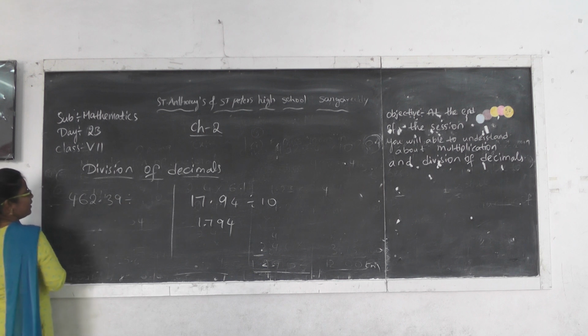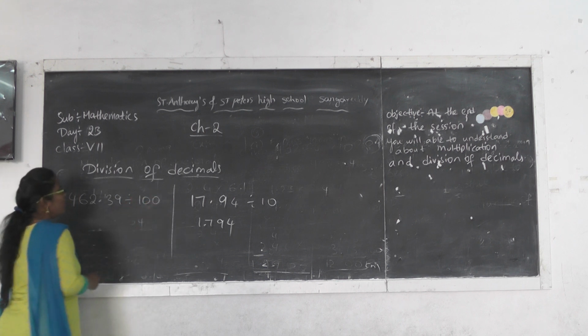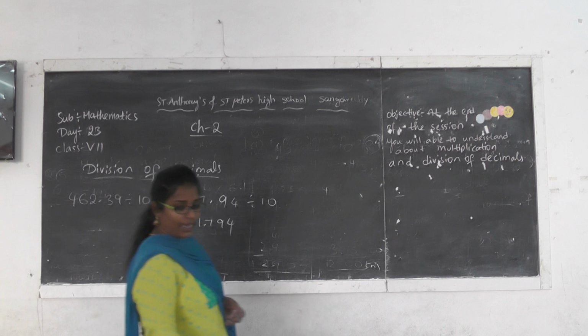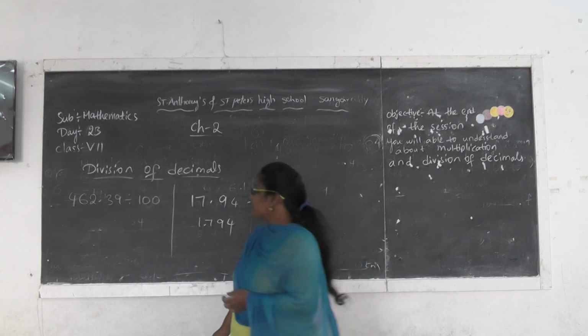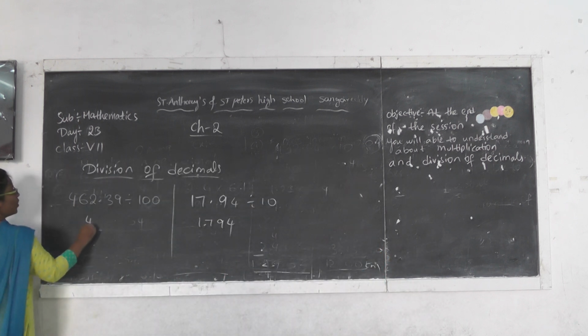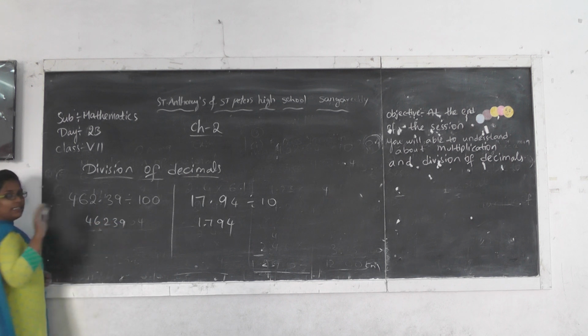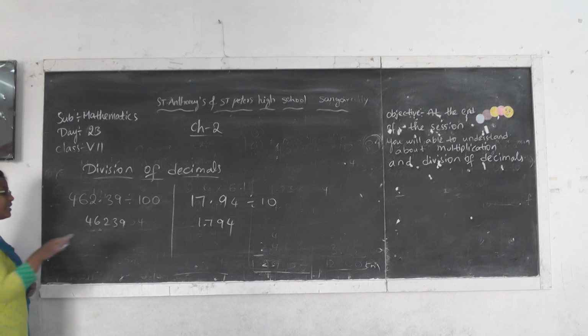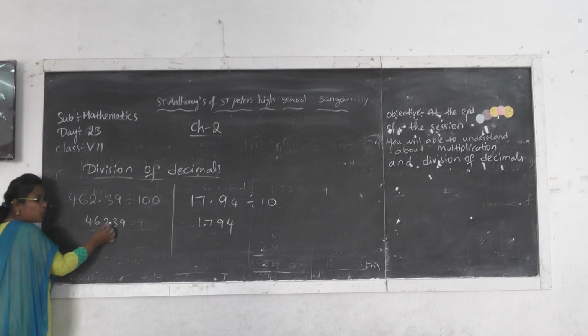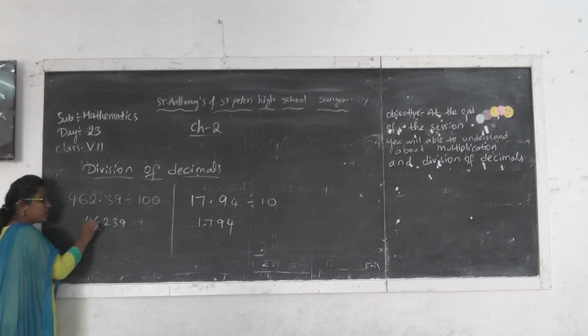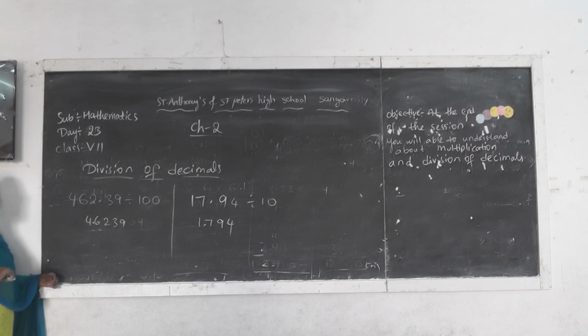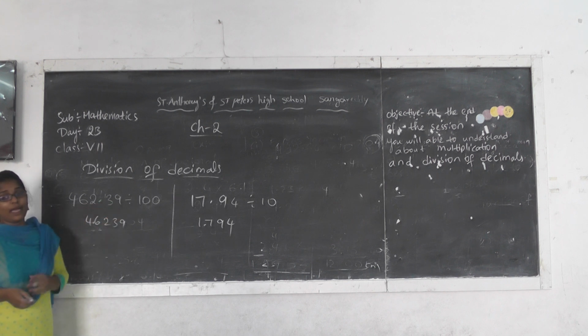462.39 divided by 100. How to solve this? First write 46239. Then observe how many zeros there are. 2 zeros means we have to come 2 steps backward. Actually the point is after 2. So 2 steps we have to come backward now. 1, 2. So we keep the point at 4.6239, which is the answer for 462.39 divided by 100.